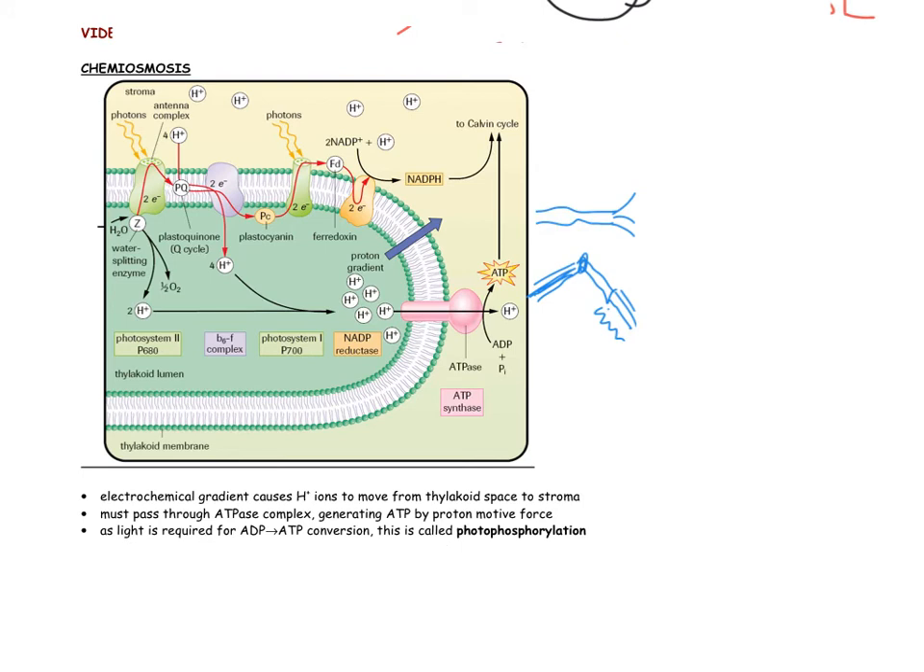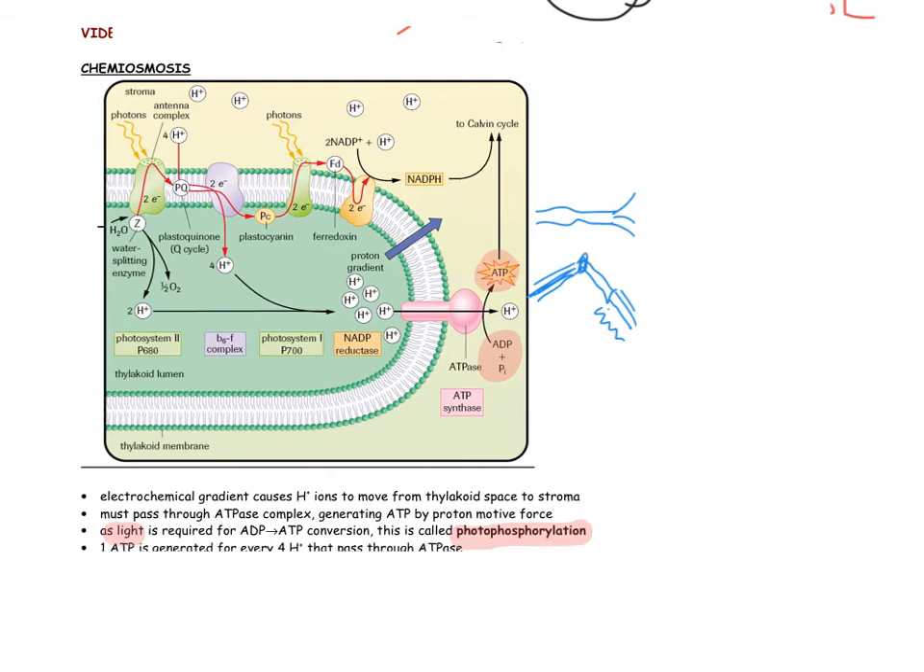Okay, so a new term for us here: photophosphorylation. The process of taking our ADP and phosphorylating it to ATP is called photophosphorylation. Why? Because it requires light. If you hear that term, I think it makes sense, but now that we've talked about it, hopefully you'll remember that specialized term.